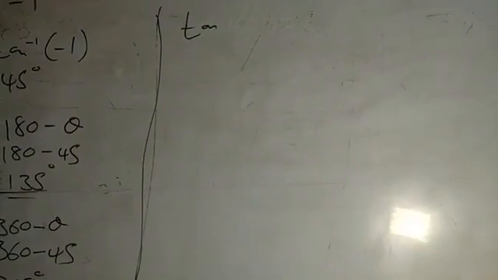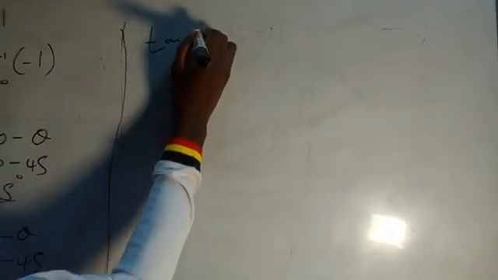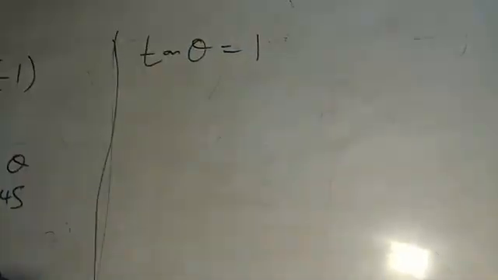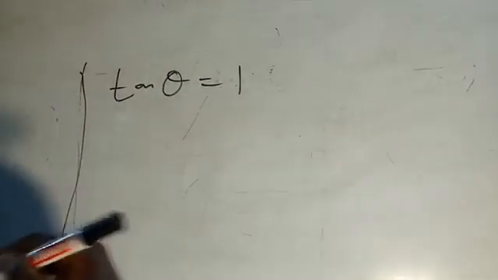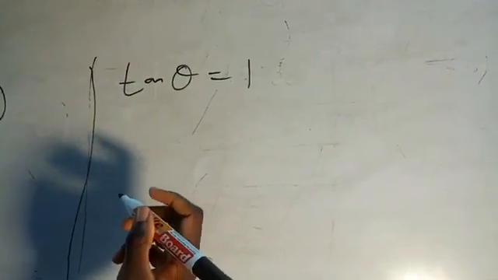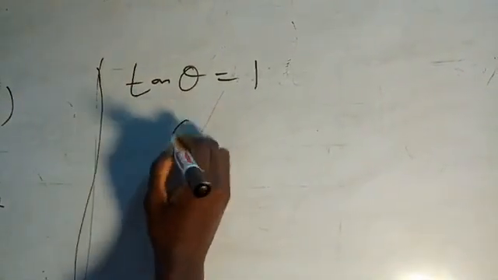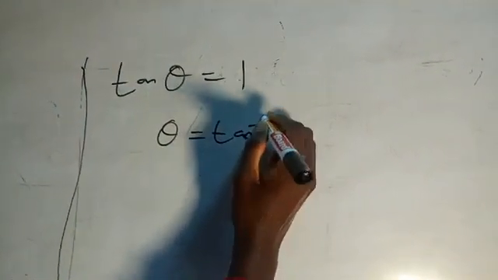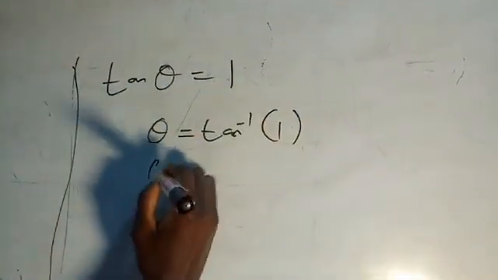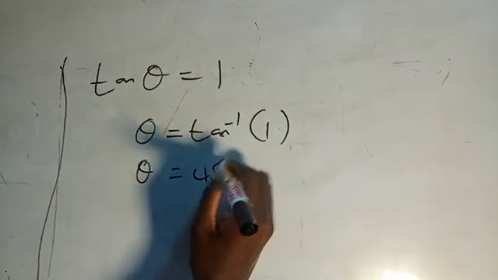Which will be tan theta equal to 1. We know that tan theta is only positive in the first and third quadrant. Let's try to find the value of theta, becoming theta equals tan inverse 1, theta becoming 45 degrees.